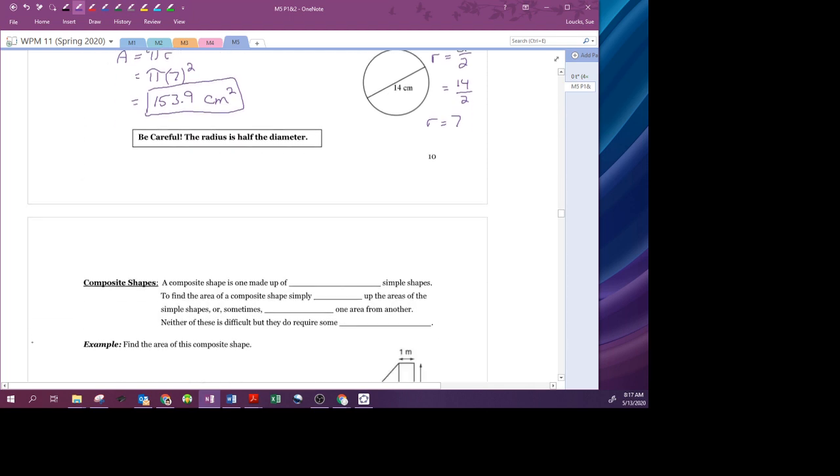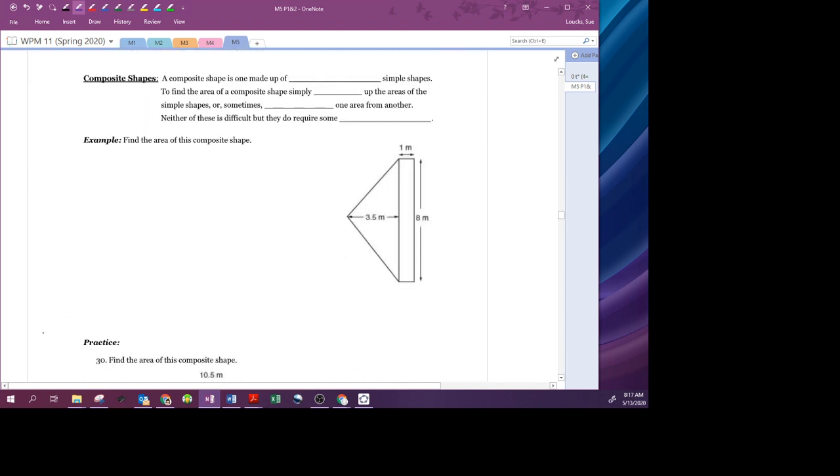Now we're going to look at what we call composite shapes. A composite shape is one made up of two or more simple shapes. To find the area of a composite shape, you just add up the areas of the simple shapes, or sometimes you subtract one area from another. We'll do an example of each kind. None of these are difficult, but they do require some organization. You could do all the pieces of them, so this is just a matter of putting the pieces together.